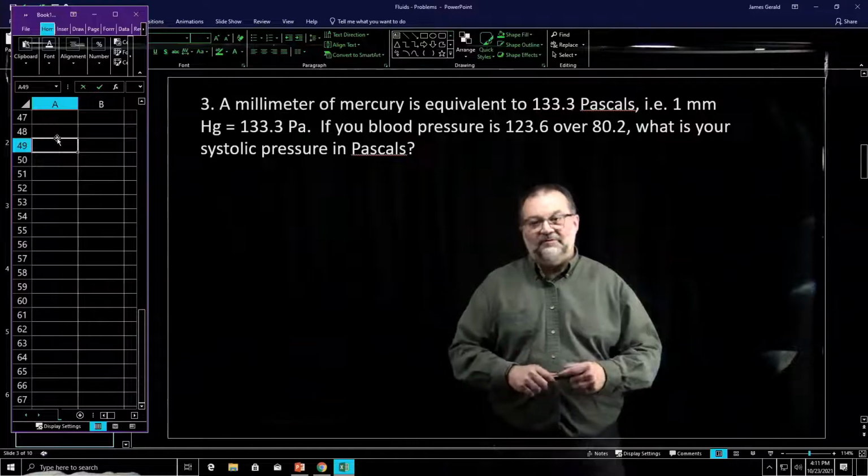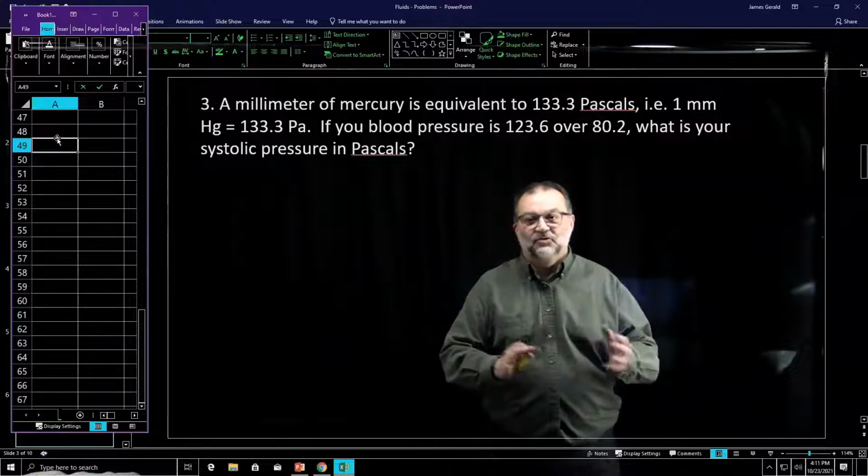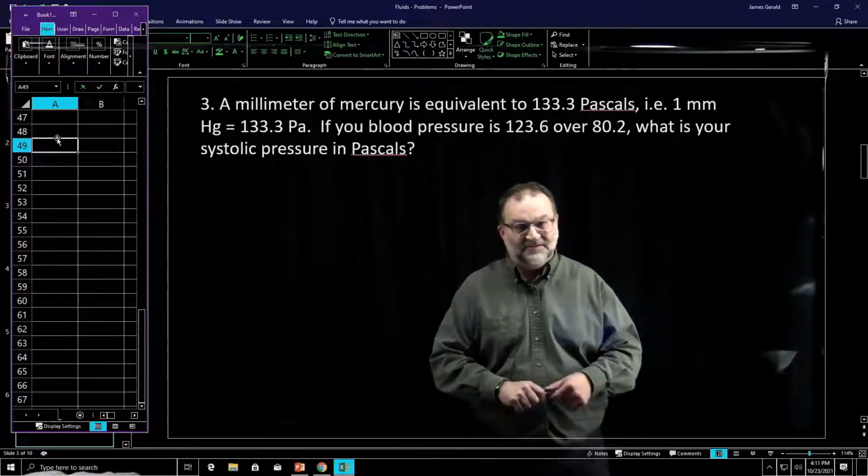In problem 3, we have a millimeter of mercury. We're given the conversion from millimeters of mercury to pascals. So 1 millimeter of mercury is 133.3 pascals.